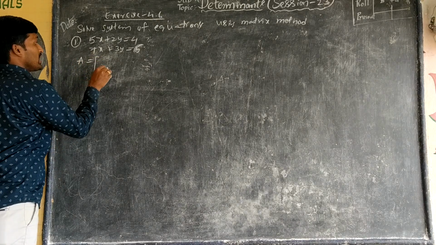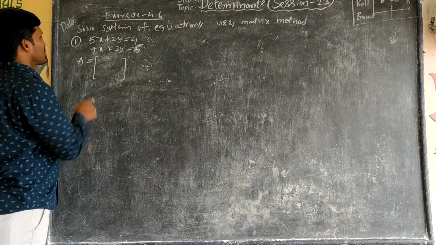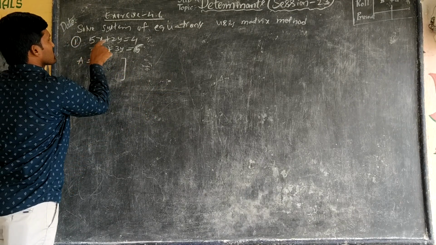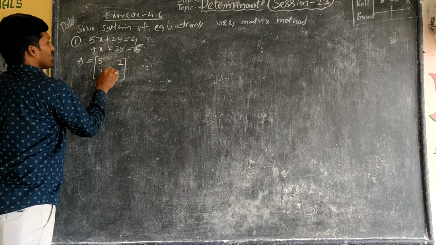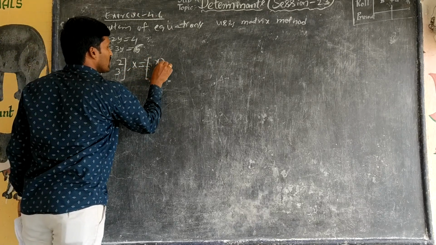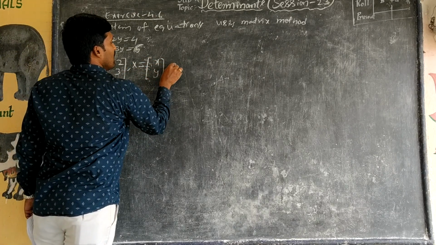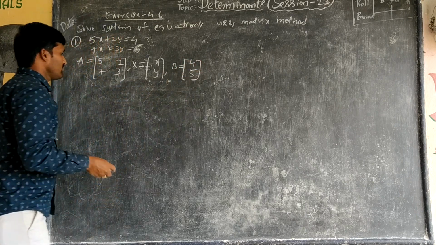How to write? First we need to write the A matrix, X matrix, B matrix. How to write the A matrix? In the first equation, the x, y coefficients go into the first row. Second equation x, y coefficients 7, 3. Next, the X matrix is a column matrix having only two variables x and y. The B matrix is 4, 5.